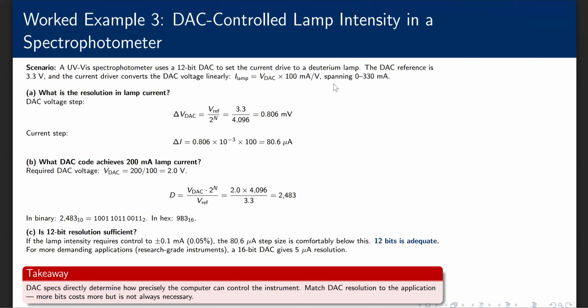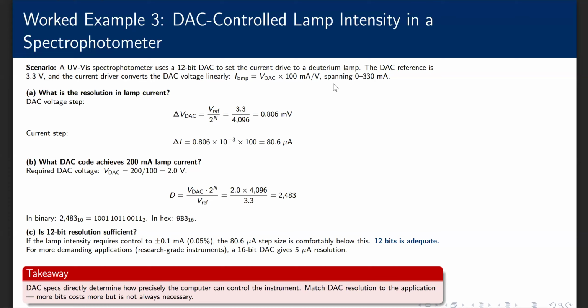So the DAC voltage step is 3.3 divided by 4096, which equals 0.806 millivolts. The current step is 0.806 times 10 to the minus 3 times 100, which gives 80.6 microamps. Part B, what DAC code achieves 200 milliamps?